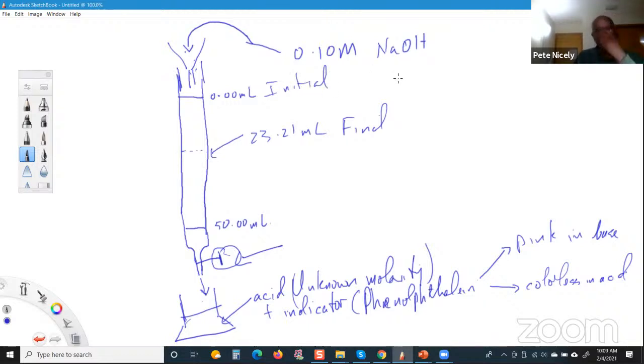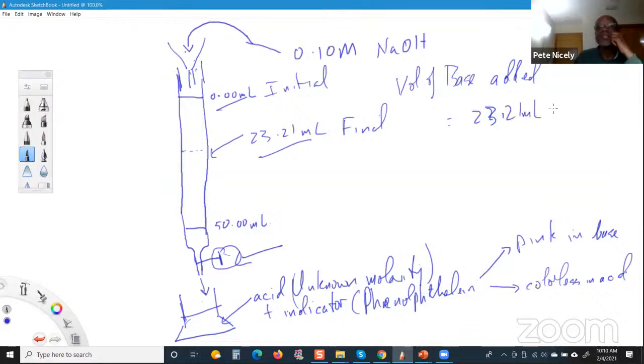So therefore, the amount of base that would have been added would be the difference between these two readings. So the volume of base added would be equal to 23.21 mils minus 0.00 mils, which would be equal to 23.21 mils, all right? So that's just a quick description of how this particular experiment is done.